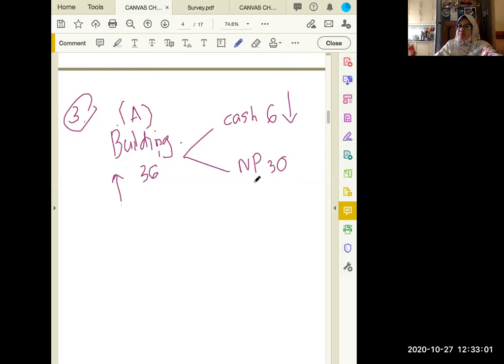And then you have notes payable. Notes payable is in the form of a liability. Remember that it's a liability. So do you have a notes payable before this? No, you don't have any notes payable, but now you have your notes payable. It means that notes payable is a liability, cash is your asset.